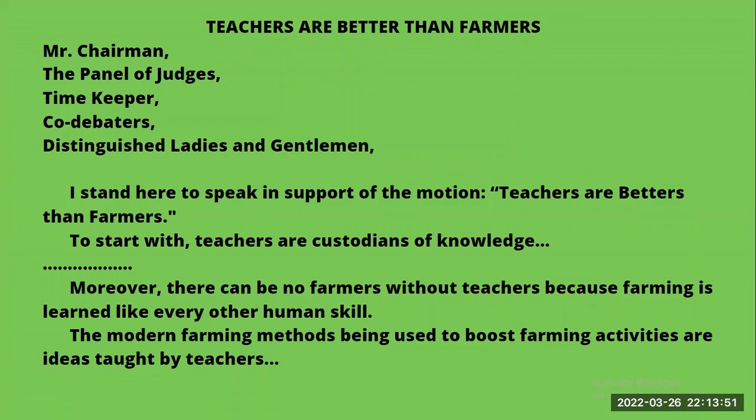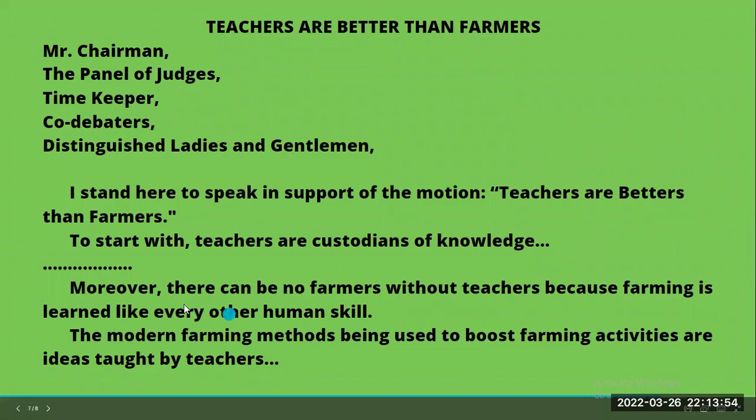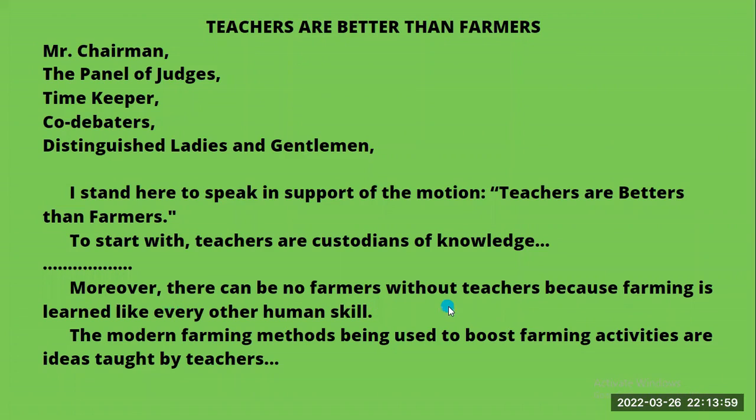That's your argument. Then in the next paragraph, you say, moreover, there can be no farmers without teachers because farming is learned like every other human skill, you know? So then you explain what you mean by this, that every occupation in life is a skill that needs to be learned, and you can't practice any occupation without learning it, and you can't learn it without the teachers.